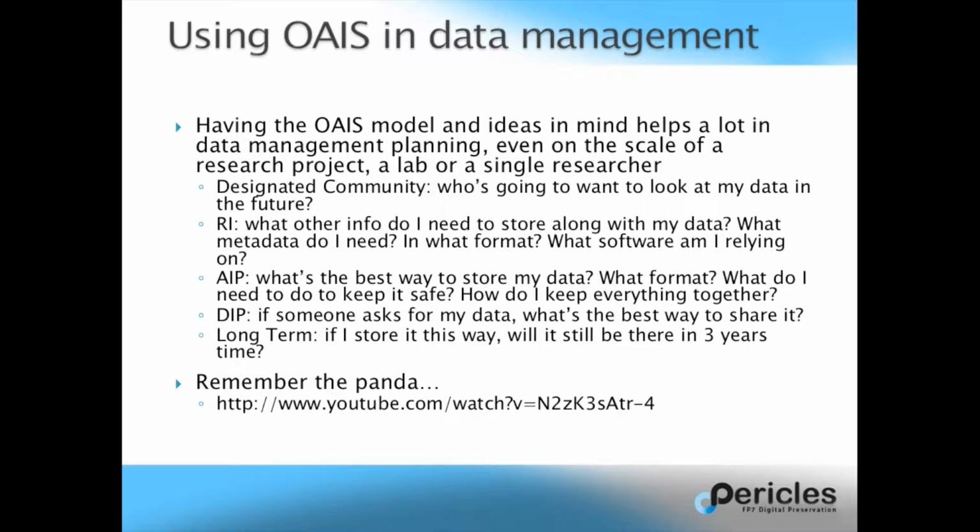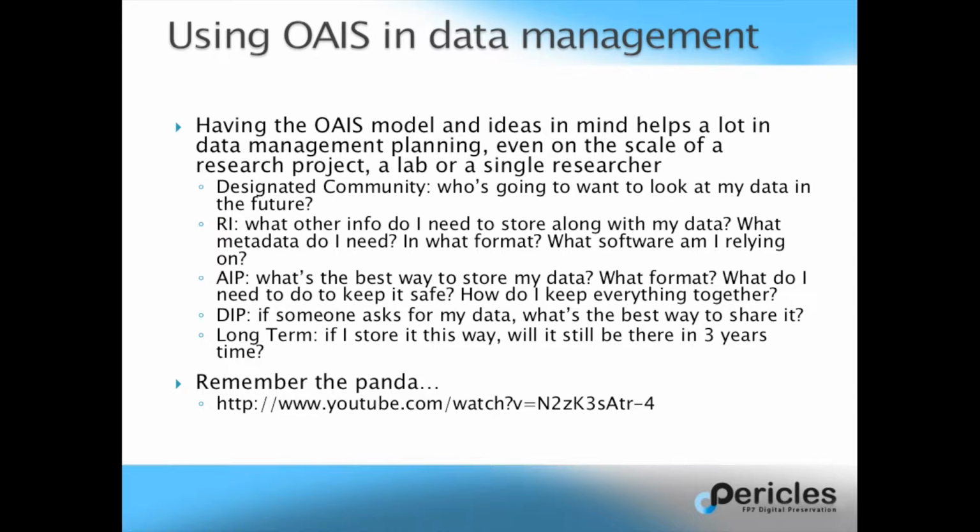Questions that you as a researcher generating data should be thinking about: designated community, who's going to want to look at my data in the future, and thus what information do I need to make sure I capture so that my data are comprehensible. Is it possible that I can make my data accessible to the wider public, or really is it only specialists in my field who will be able to understand it? In our modern world of increasing public engagement with science, these questions become important.